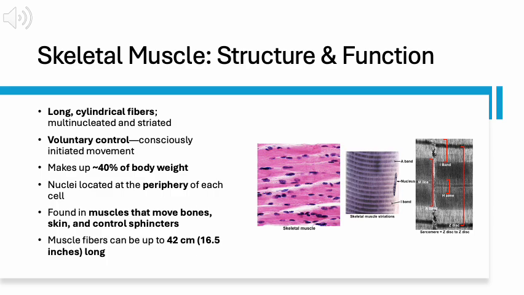Skeletal muscle is under voluntary control, meaning we can consciously decide when to use it, whether to walk, write, or smile. It makes up about 40% of body weight and includes fibers that can be up to 16 inches long. Imagine a single cell spanning from your shoulder to your elbow. Skeletal muscle isn't only for movement, it also supports posture, stabilizes joints, and even controls sphincters, giving it both gross and fine control over the body.